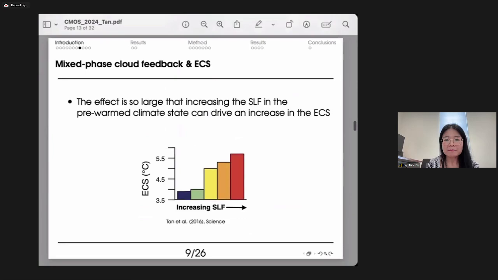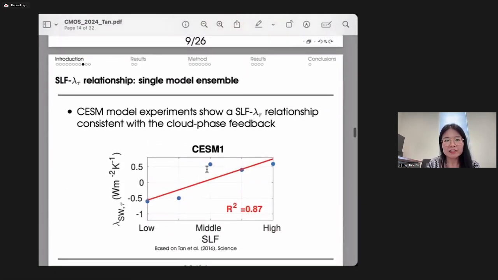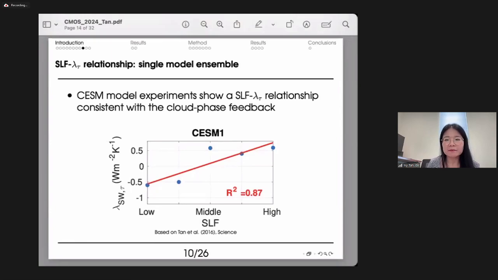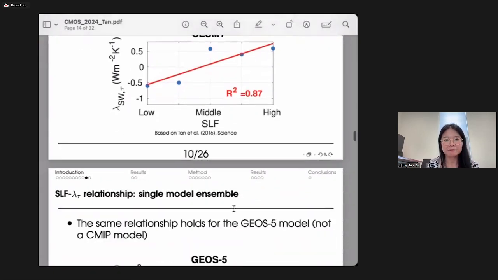Okay, so the main punchline here is that this SLF lambda sub tau relationship that we just saw via the cloud phase feedback is so large that it can strongly influence the ECS. You can see this here: there's a strong correlation between higher SLF states in the pre-warmed climate and higher ECS values post-global warming. And this plot summarizes that SLF lambda sub tau relationship in CMIP models that can be explained by the cloud phase feedback. I note here that the R squared value for this linear relationship is very high.